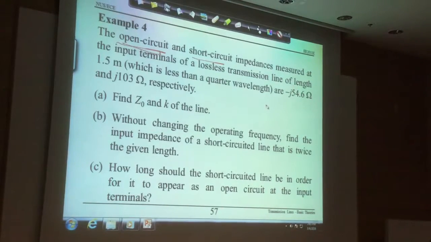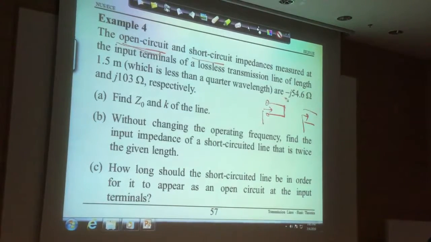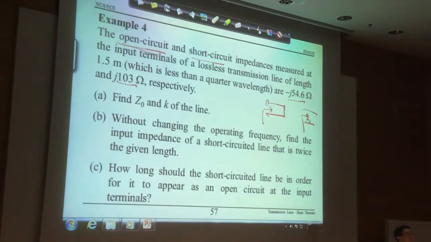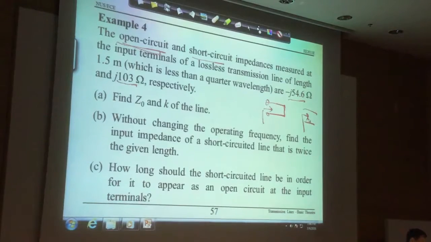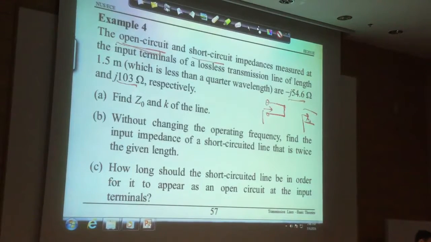So just now we mentioned one section of transmission line, short circuit, right? The short circuit impedance, and another is the open circuit impedance. Okay? The open is this value, short is this value. Actually, this approach is very useful. This example can be used to find out the characteristic impedance of this transmission line.